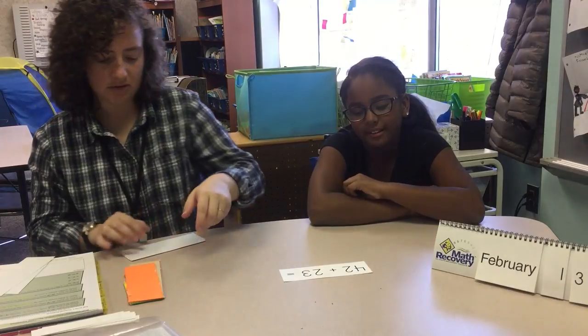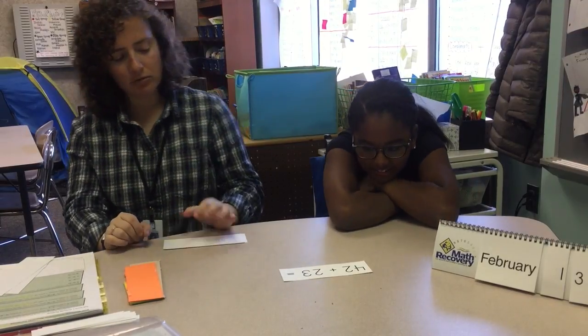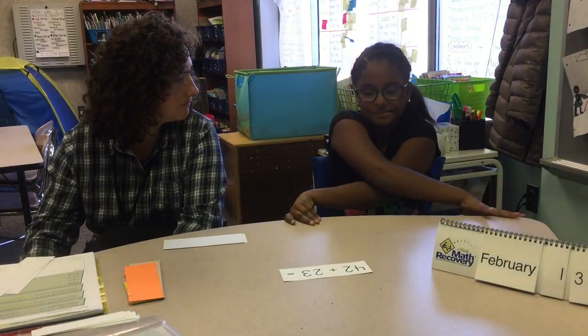Will you read this card for me? 42 plus 23 equals. Okay. And work out that problem. 4 plus 2 is 6, and then add a 0, 60. And then 2 plus 3 is 5, and then that would be 65. Okay. Is there another way you could work that problem out? Not that I could think of.